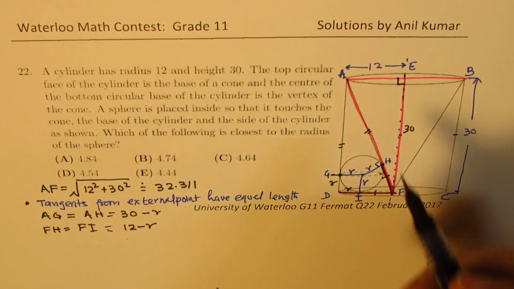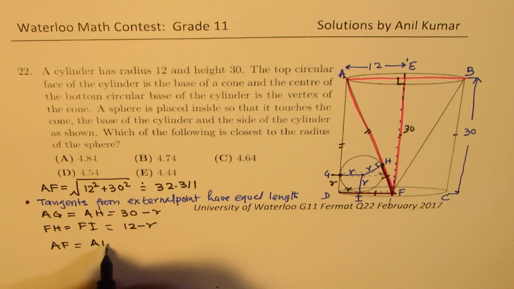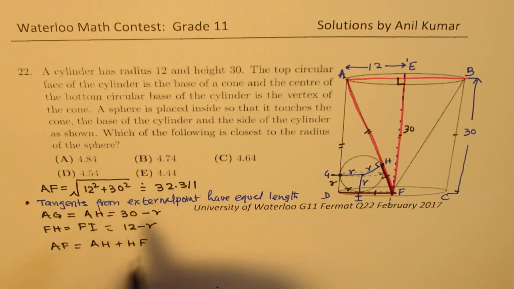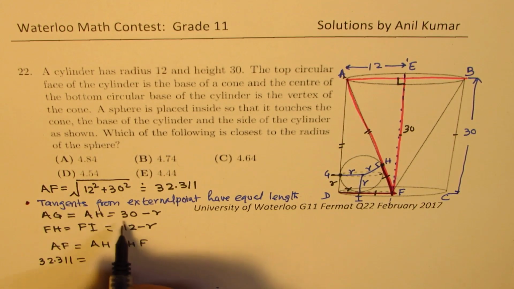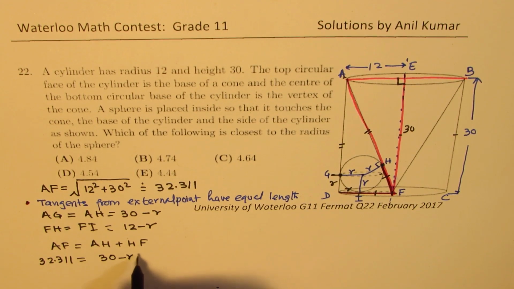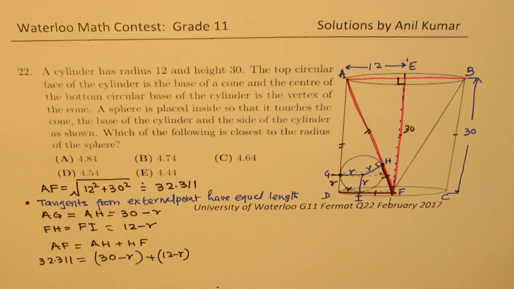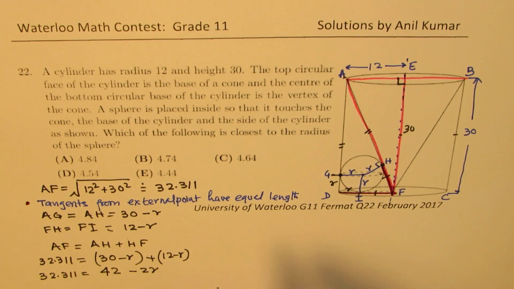Simple. Now as you can see, A to F is basically the sum of A to H and H to F, right? And A to F we calculated as 32.311, which should be equal to A to H, which is 30 minus R, plus H to F, which is 12 minus R. So we get our equation, and 32.311 is equal to, when you add them, 42 minus 2R, correct? So that should help you to find the correct answer. So I hope we are close to it now.